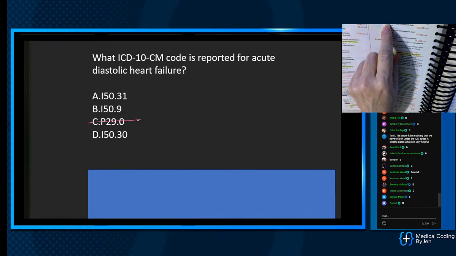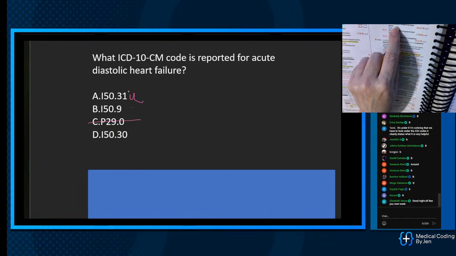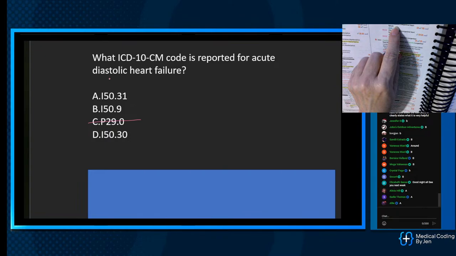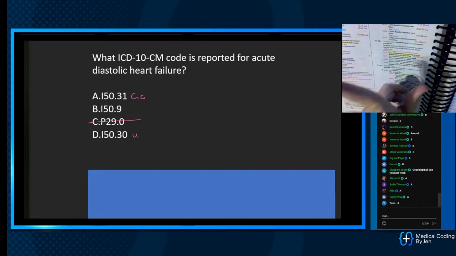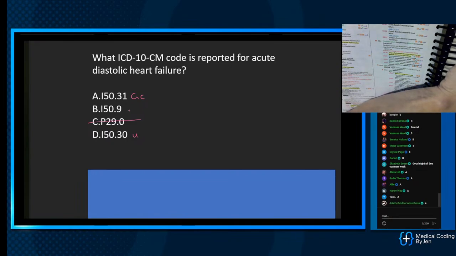And 3-0 is unspecified. 3-1 is acute. Whoops, I wrote them wrong, didn't I? Yep. 3-0 is unspecified. 3-1 is acute. And 9 is unspecified.